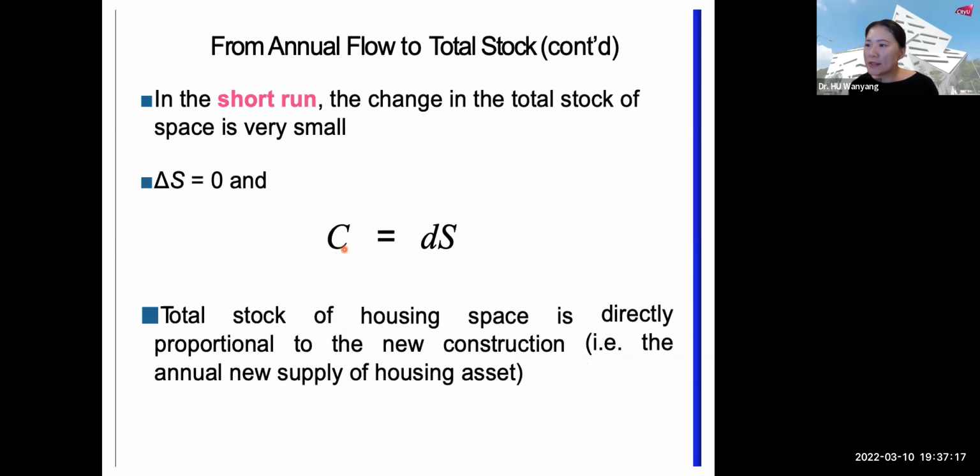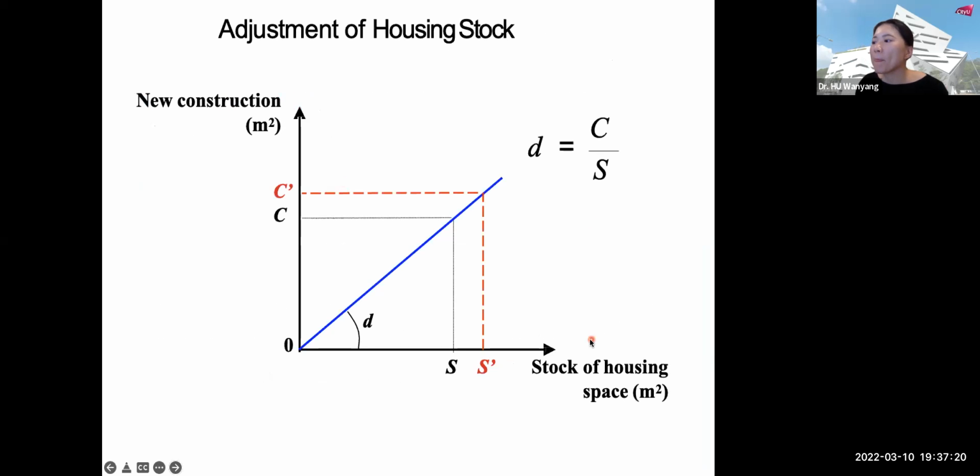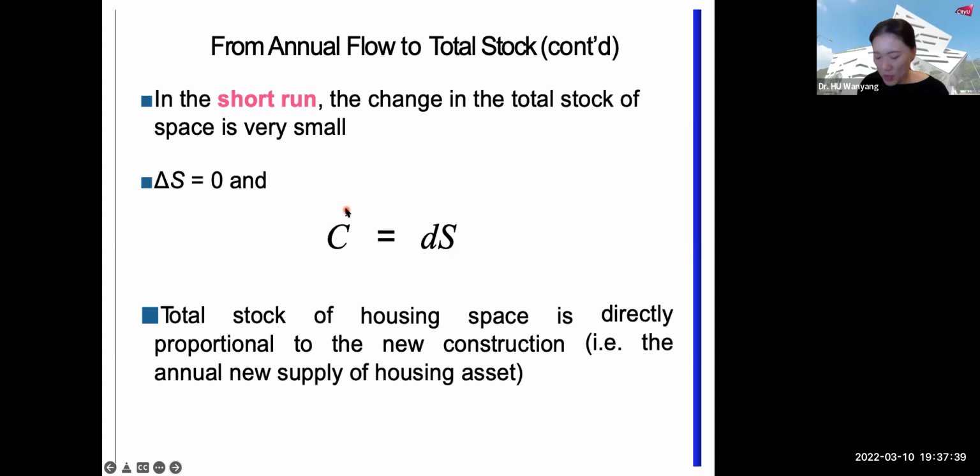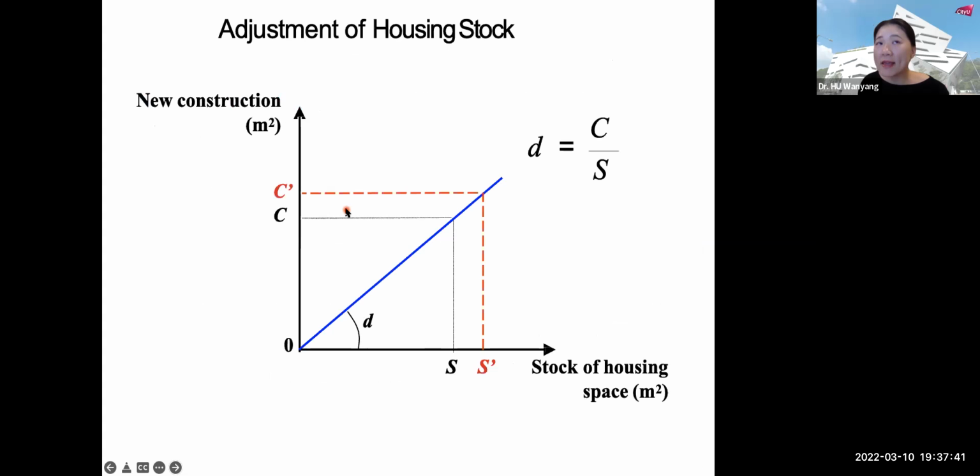I think this is simple. The horizontal axis is the stock of housing space, S, and the vertical axis is the new construction, C. Think about math: this is X and this is Y, and we want to draw the function Y equals D multiply X, where X is S and Y is C.